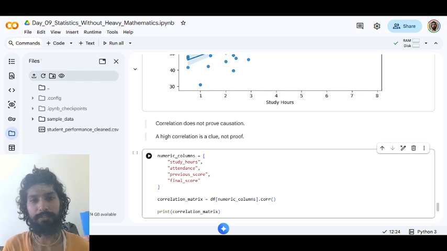Use only the columns that actually exist in your dataset. Before running the cell, predict which variable may have the strongest relationship with final scores. With final score, it could be study hours, attendance, or previous score. Now run the cell.